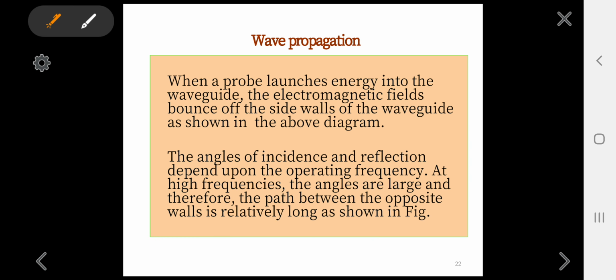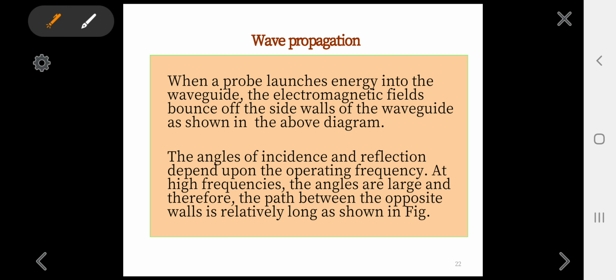How will the wave propagate? When a probe launches energy into the waveguide, the electromagnetic field bounces off the side walls of the waveguide, as shown in the above diagram. The angle of incidence and reflection depend upon the operating frequency. At high frequency the angles are large, and therefore the path between the opposite walls is relatively long.